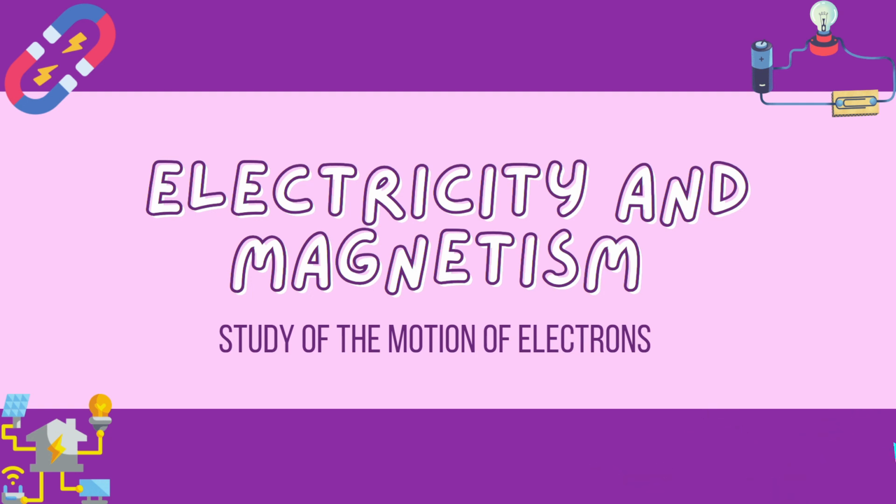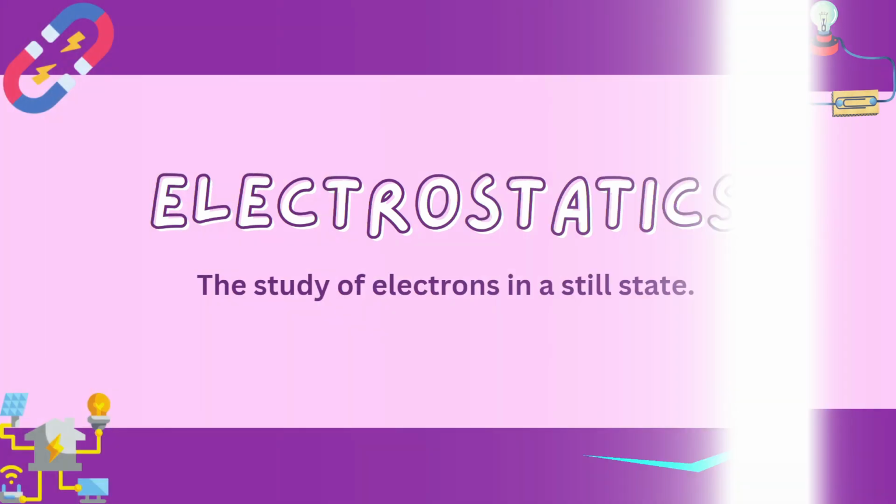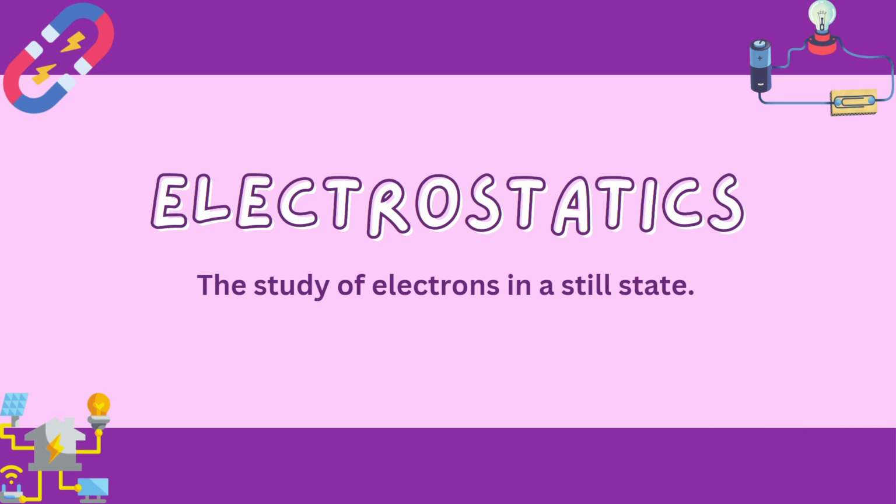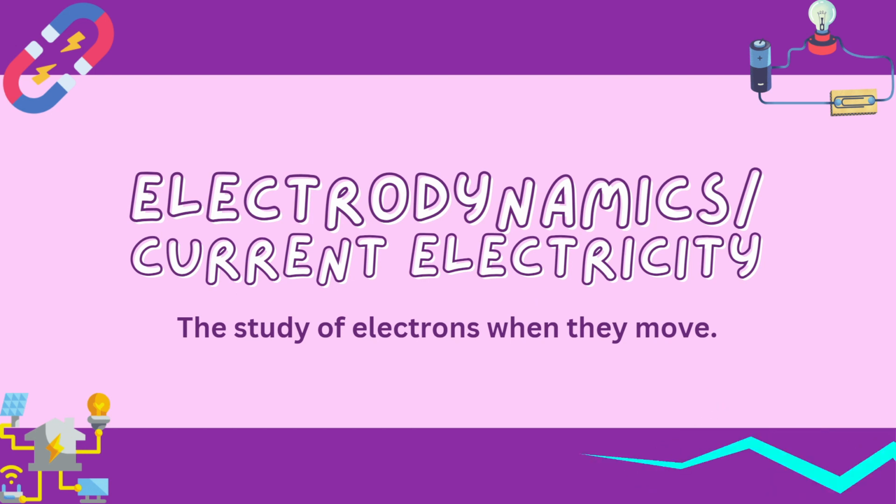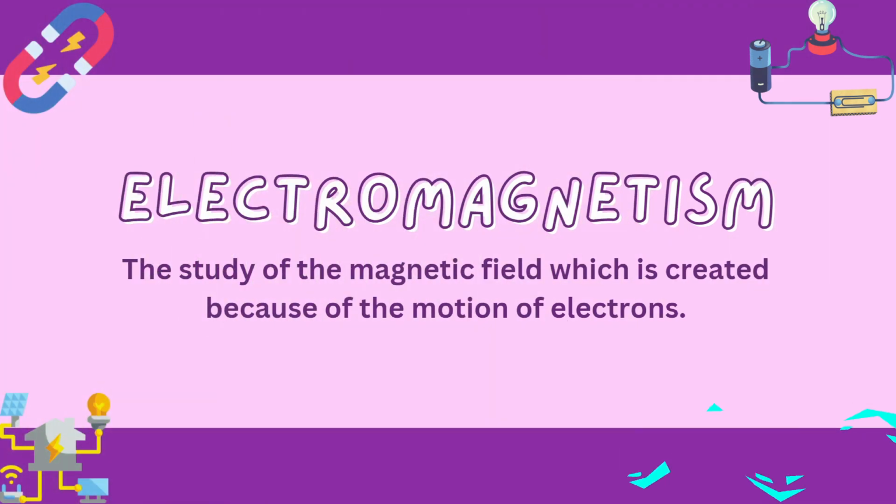And now we have another branch of physics here, which is electricity and magnetism, which is the study of the motion of electrons. Electrostatics, the study of electrons in a still state. Electrodynamics, also known as current electricity, is the study of electrons when they move. Electromagnetism, the study of the magnetic field which is created because of the motion of electrons.